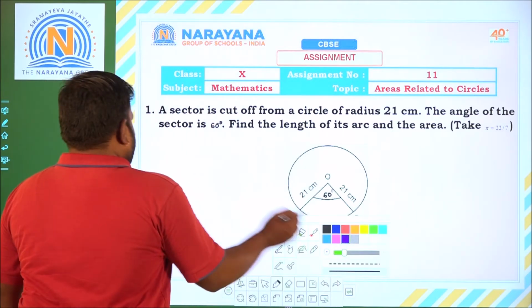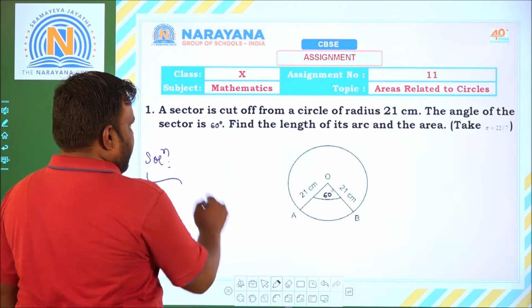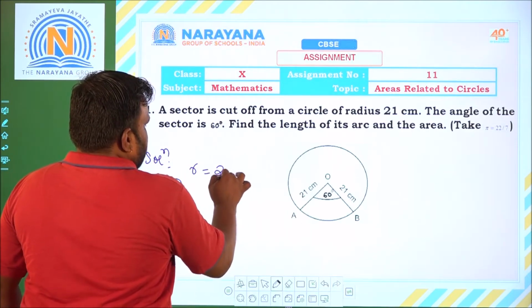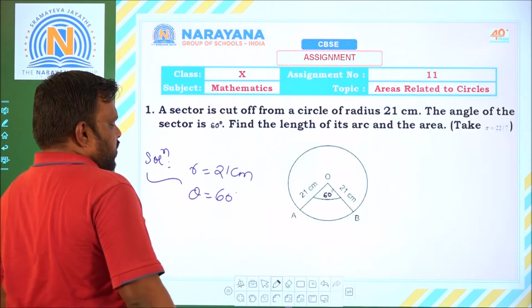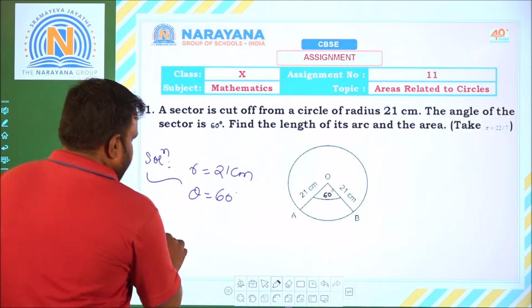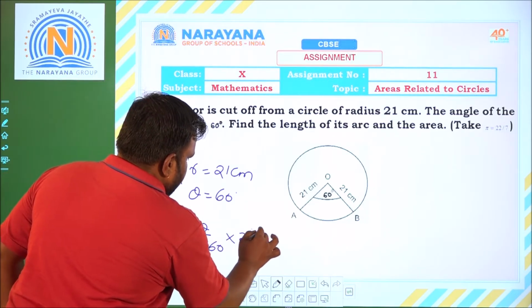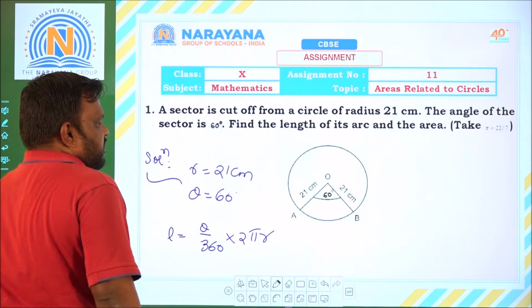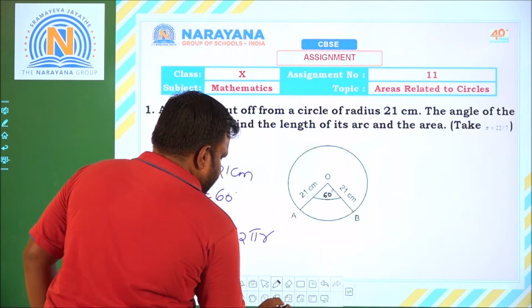We know this is a formula based question. So length of the arc: the radius of the sector is already there as 21 centimeters, and theta, the angle formed, is given as 60 degrees. Length of the arc, we know the formula here: theta by 360 into 2 pi r. So this is the length of the arc formula. With the help of this formula we are going to find it.